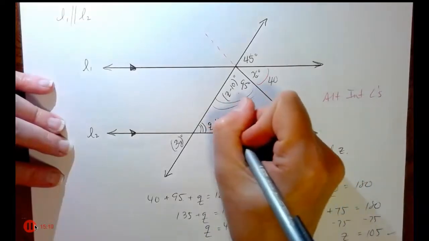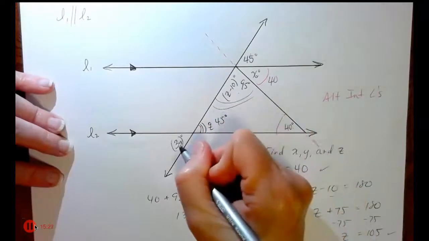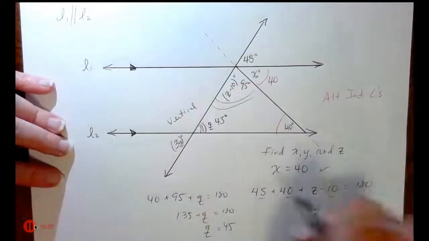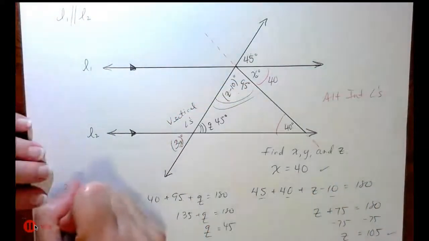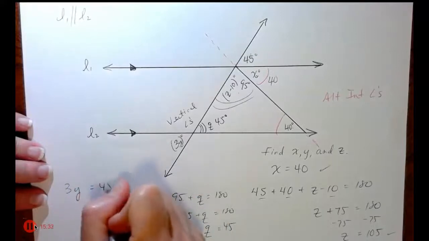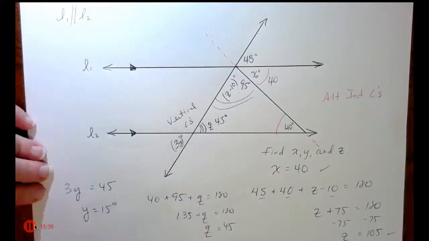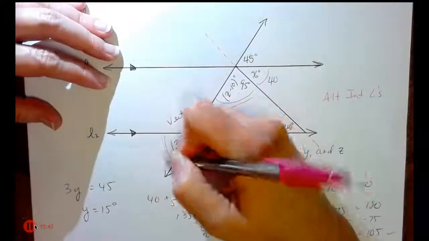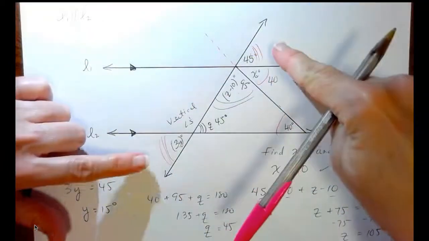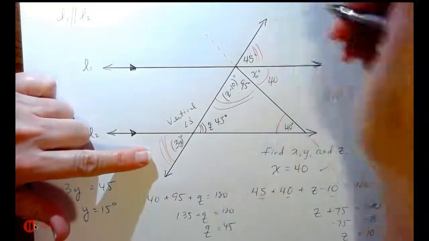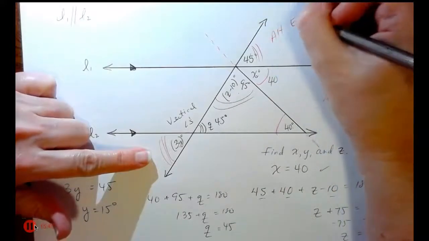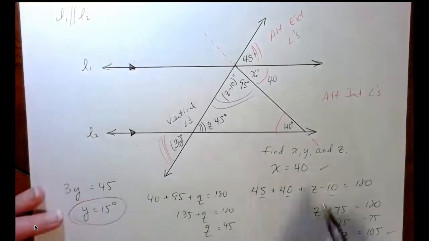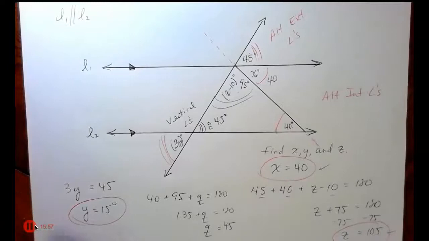So if this angle is 45, and it is directly related to the angle labeled 3y because they are vertical angles, then we can say that 3y is 45 and y is 15. We could have also seen that we have congruent angles here and there. These are alternate exterior angles. That is the second way that we could have solved for y. So y is 15, x is 40, z is 105.